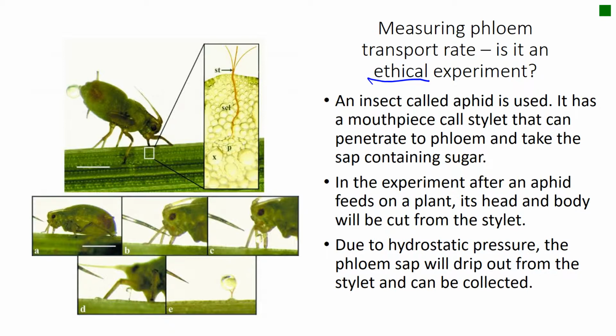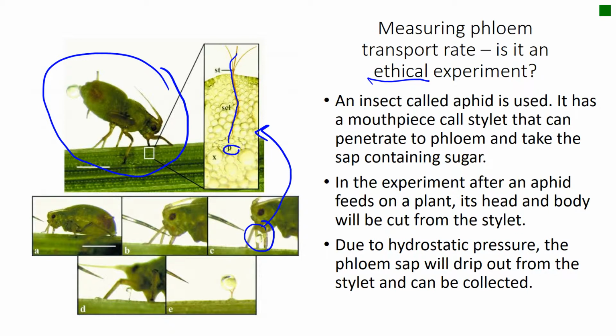So in this experiment, to observe the speed of flow inside the phloem, the scientists use a certain type of insect species called aphid. Now this aphid, if you see, has a mouthpiece. Under the microscope, you can see that the mouthpiece can penetrate through the stem and reach the phloem, of course to take the sugar, because they are basically insects that farmers can consider as pests. Alright? So they can penetrate to the phloem and take the sap containing sugar in it.